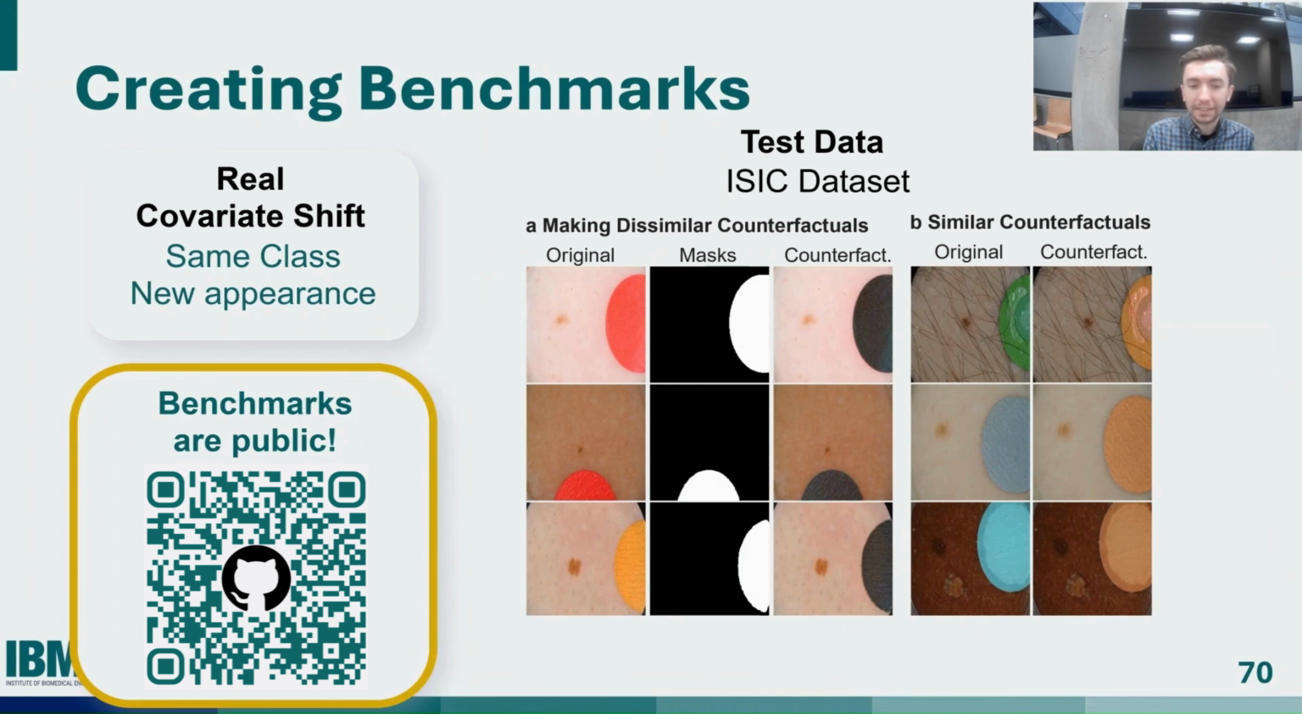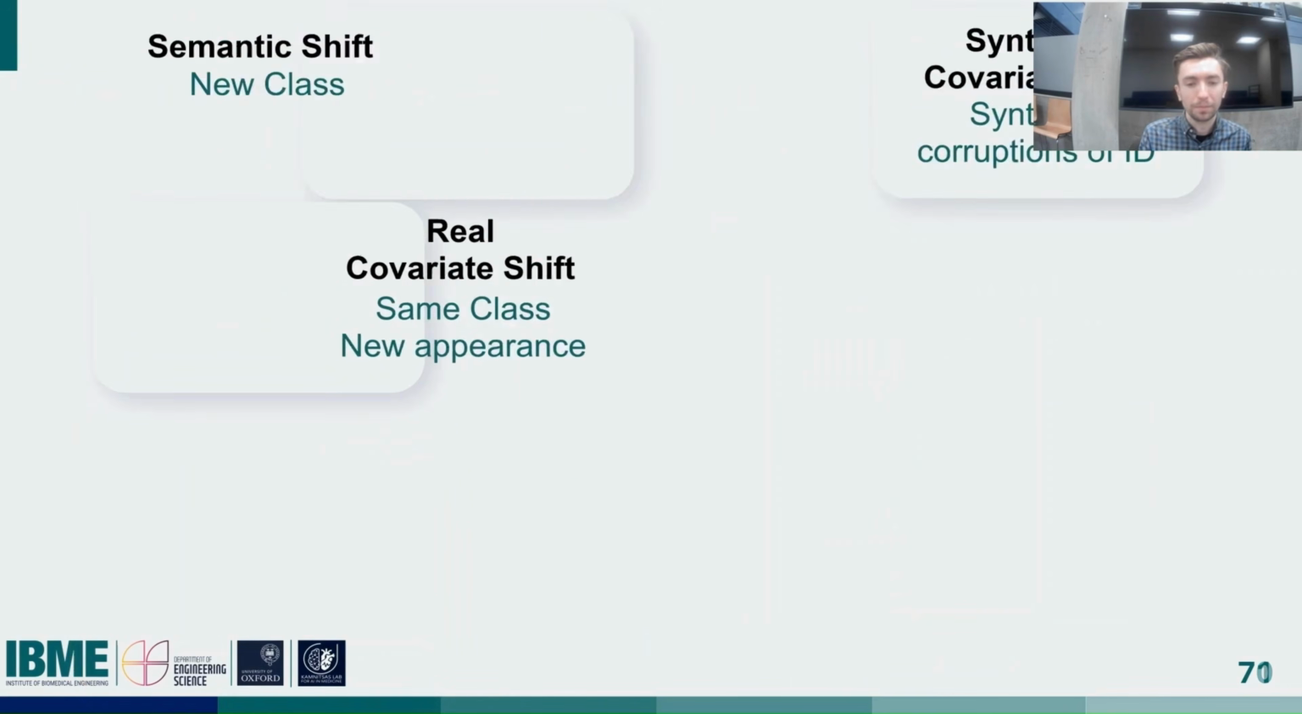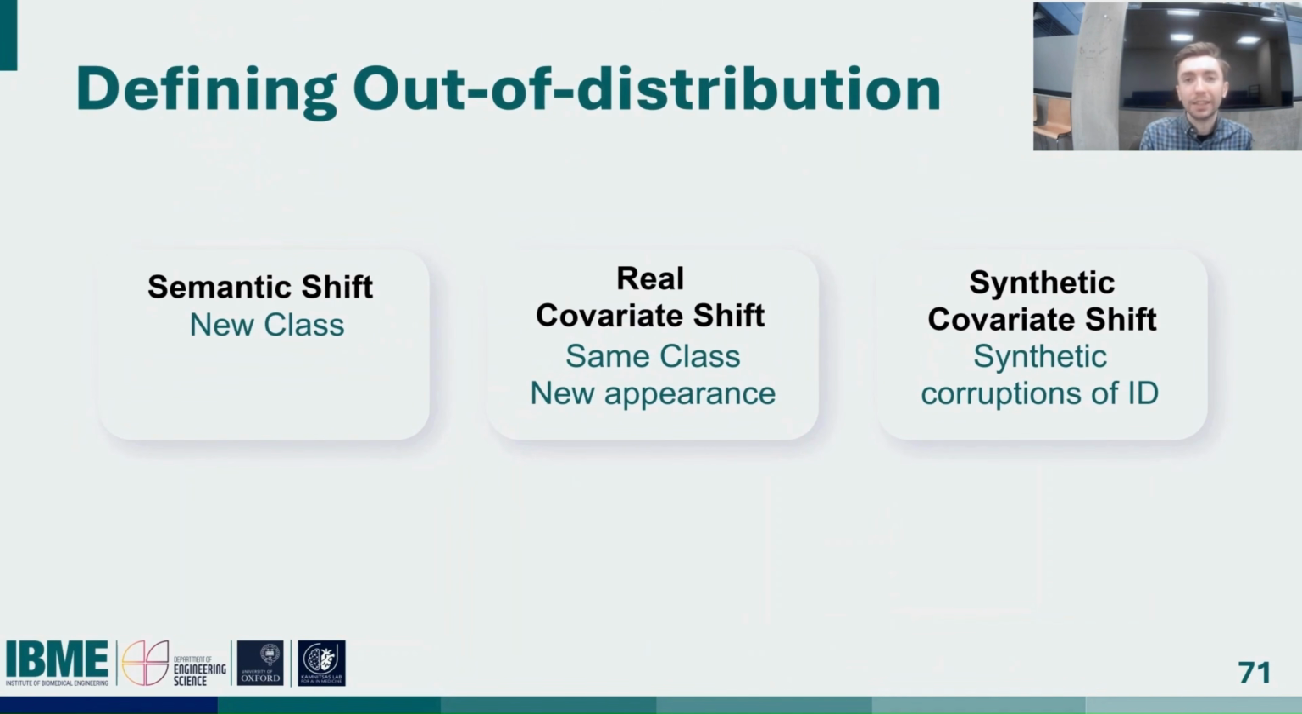Another step to rule out dataset bias was using the masks that we calculated earlier. We created dissimilar counterfactuals. So we turned our similar, which is our red, yellow, and orange color charts, into black color charts. And we did the same with our dissimilar data. We turned that into similar colors, so the same color as the skin lesion. And then we redid our tests to ensure that the invisible gorilla effect was not an artifact of dataset bias. The final group is synthetic covariate shifts, which I'm going to go through later.